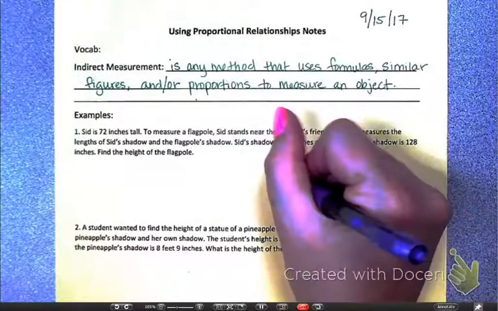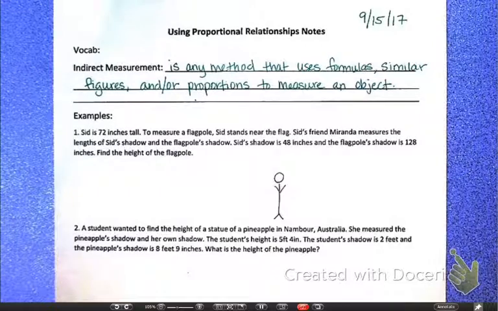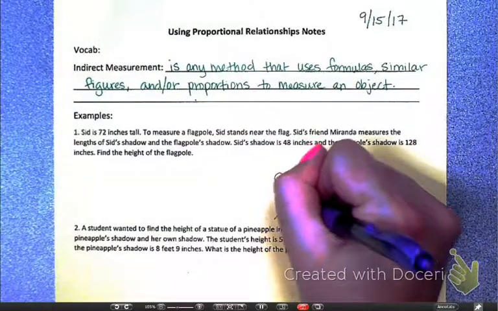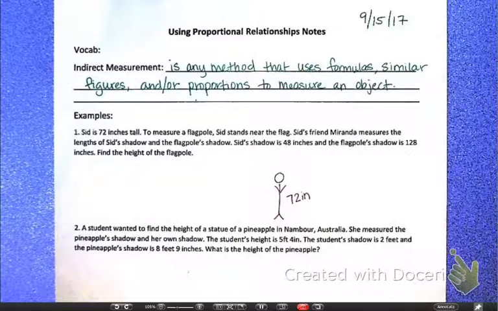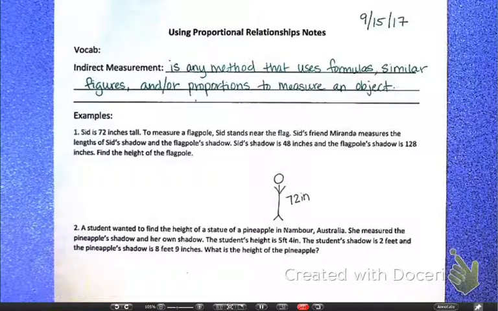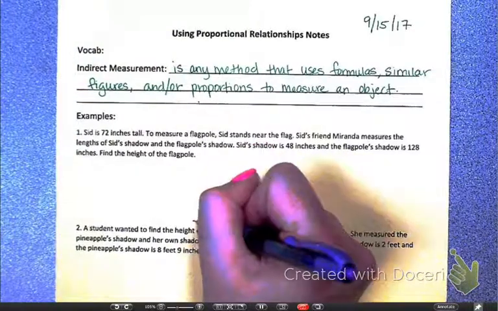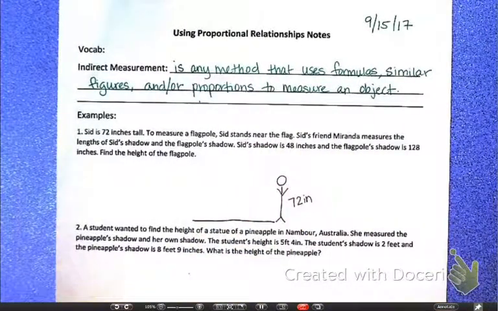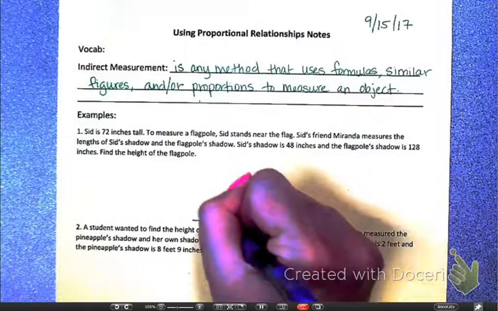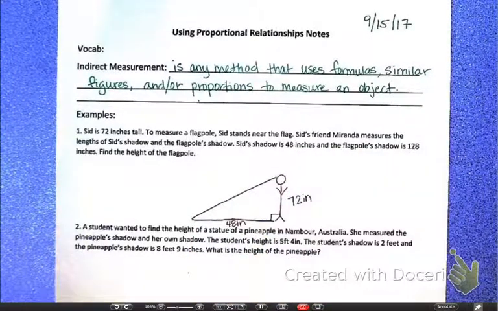Okay, so first of all, we have Sid. Now see, Sid is 72 inches tall, right? What was the length of Sid's shadow? 48 inches. And where is his shadow located? On the ground. Okay, shadows are on the ground. So his shadow is 48 inches. Now I'm just going to complete this triangle. And it's a right triangle. Sid's standing straight up. He has a shadow that's 48 inches long.